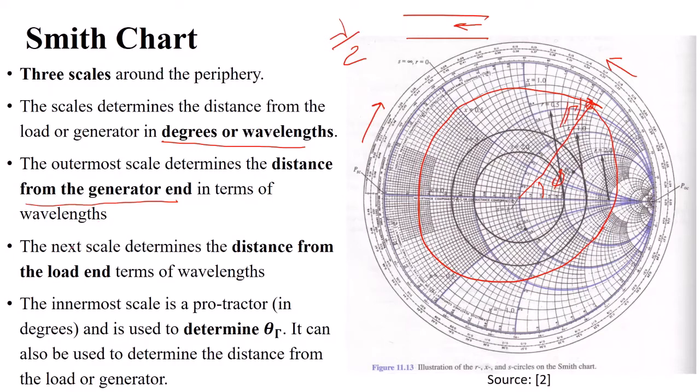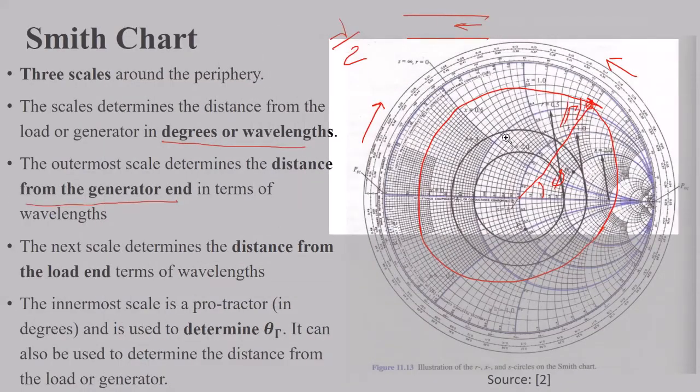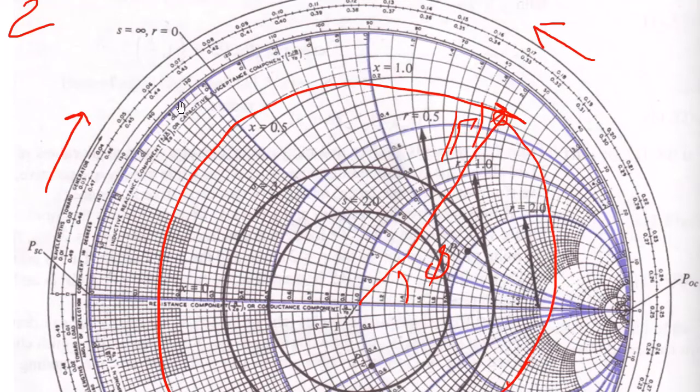The outermost scale determines the distance from the generator end in terms of wavelength. The next scale determines the distance from the load end in terms of wavelength. You can magnify and see here. If we assume this to be 0 and you move towards the generator, it goes 0.01 lambda, 0.02 lambda, and so on. When you reach here, it becomes lambda by 4, that is 0.25. Then you move again and get 0.49, and ultimately you get 0.5 lambda.